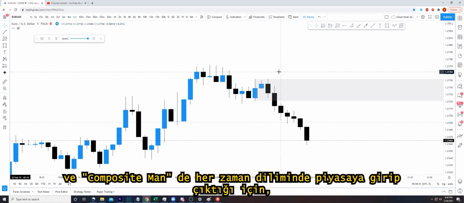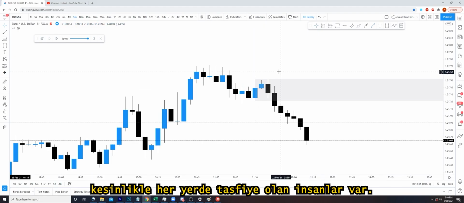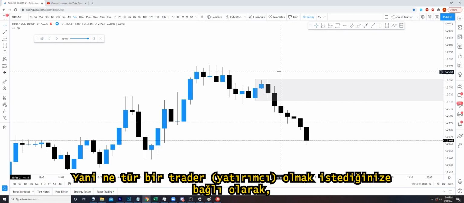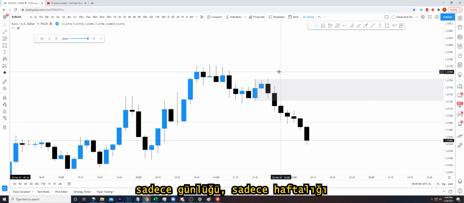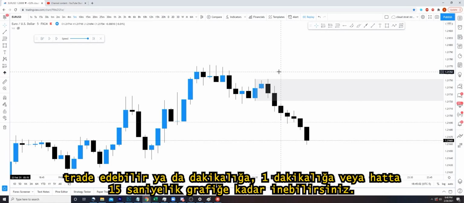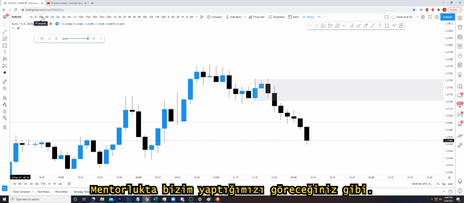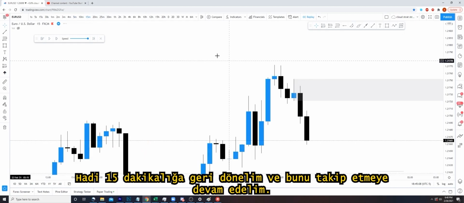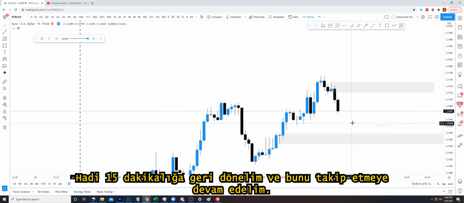And because the composite man is also operating on every time frame, getting in and out of the market, there are people getting liquidated absolutely everywhere. So depending on what type of trader you want to be, you can trade just the daily, just the weekly, or get as far down as the 1 minute, or even the 15-second, as you will see we do in the mentorship. So let's get back to the 15-minute and keep following this.